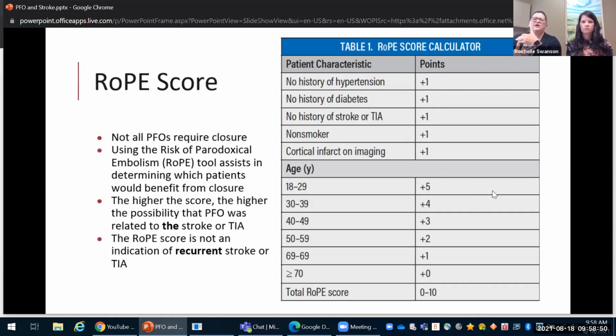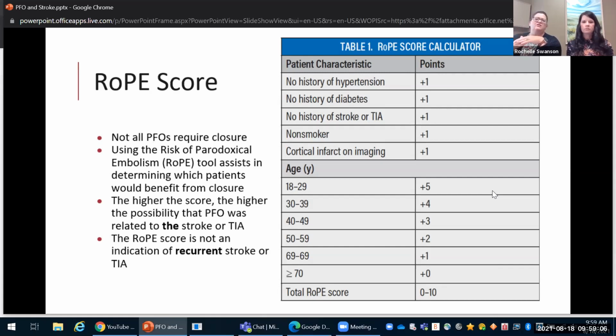Do you have a history of hypertension? Do you have diabetes? Do you have a history of stroke or TIA? Do you smoke? And is there a cortical infarct on imaging? You get points for those things if you have them. And then they look at your age.